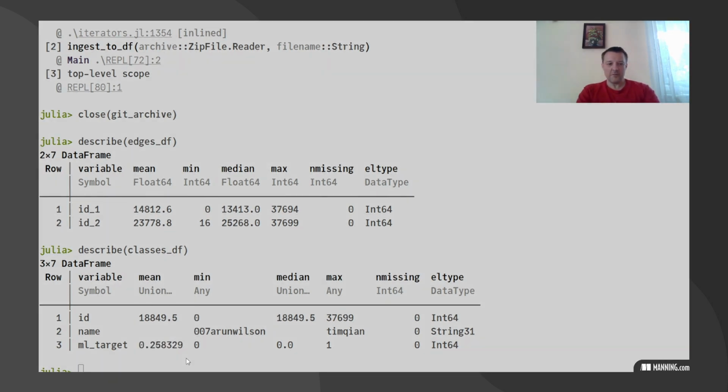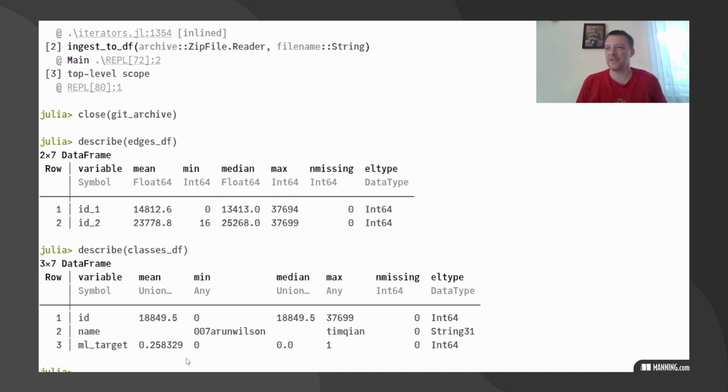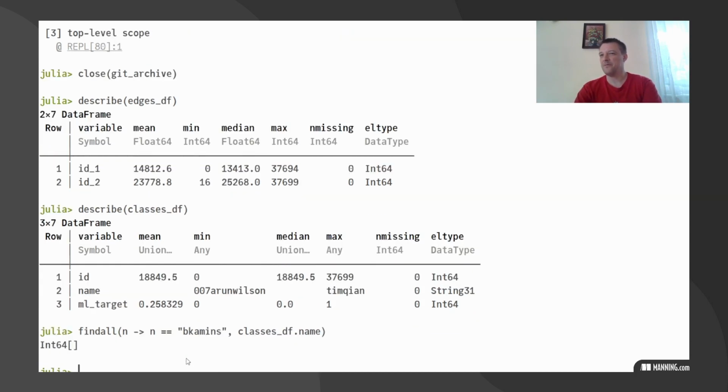Okay, so now maybe let us check how we can work with this data frame. So, for example, you might wonder if you are included in the classes DF data frame. So first, let me check myself. I find all occurrences of my name in this data frame. Unfortunately, none are found. So I was not included in this data frame.